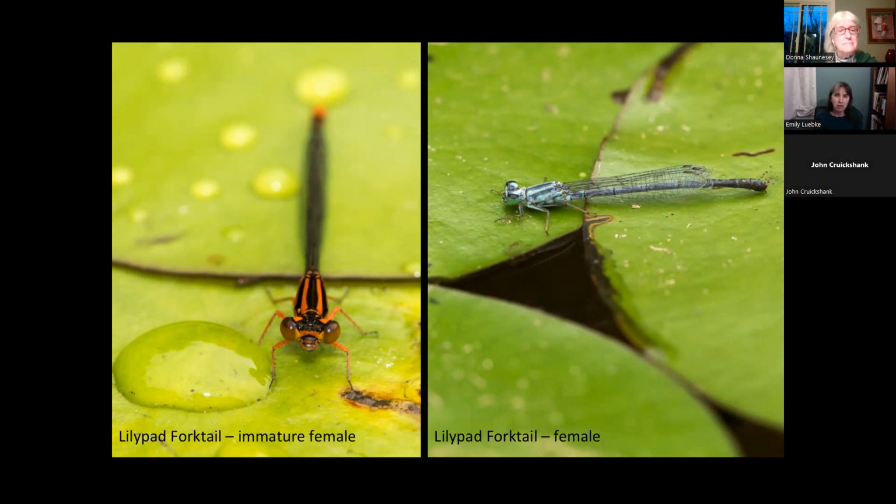This one is an example of a really striking difference. On the left, we have the lily pad forktail immature female, and as you can see, she's got lots of orange coloration. She's really beautiful. And then as she matures, she takes on the coloration on the right, with this sort of powdery blue look. The eyes turn more green and blue. Looks like a different species, frankly, but it's not. That's a fascinating one to have seen. The immatures can look very, very different.